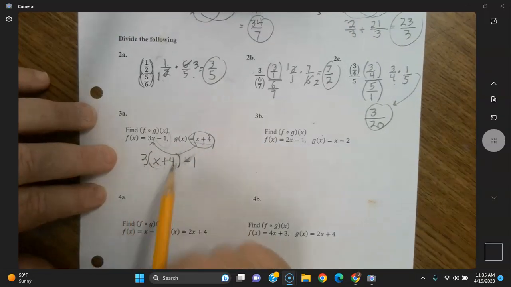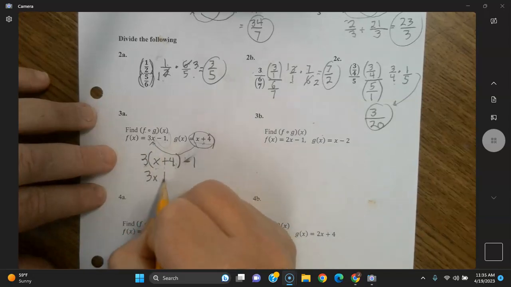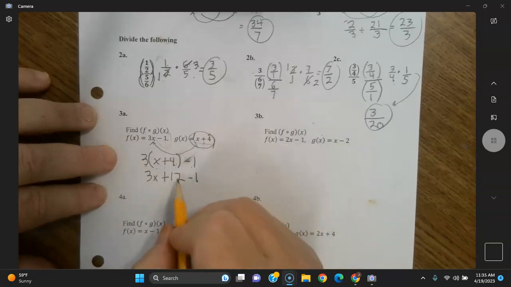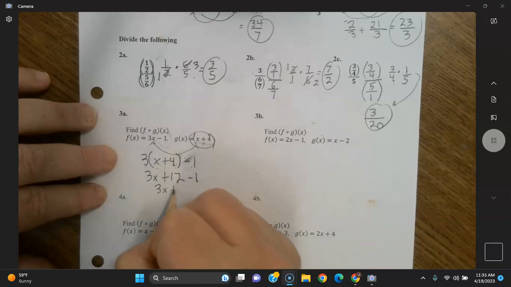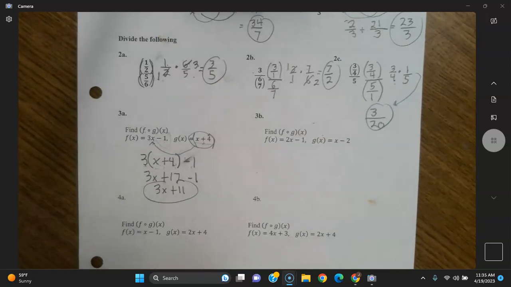So now you have to distribute. 3x, 3 times 4 is 12, and then that minus 1 on the end. So 12 minus 1 is 11, so this is going to be 3x plus 11. And that's all you do there. Okay, again, pause the video and try to do this on your own so you practice it a little.